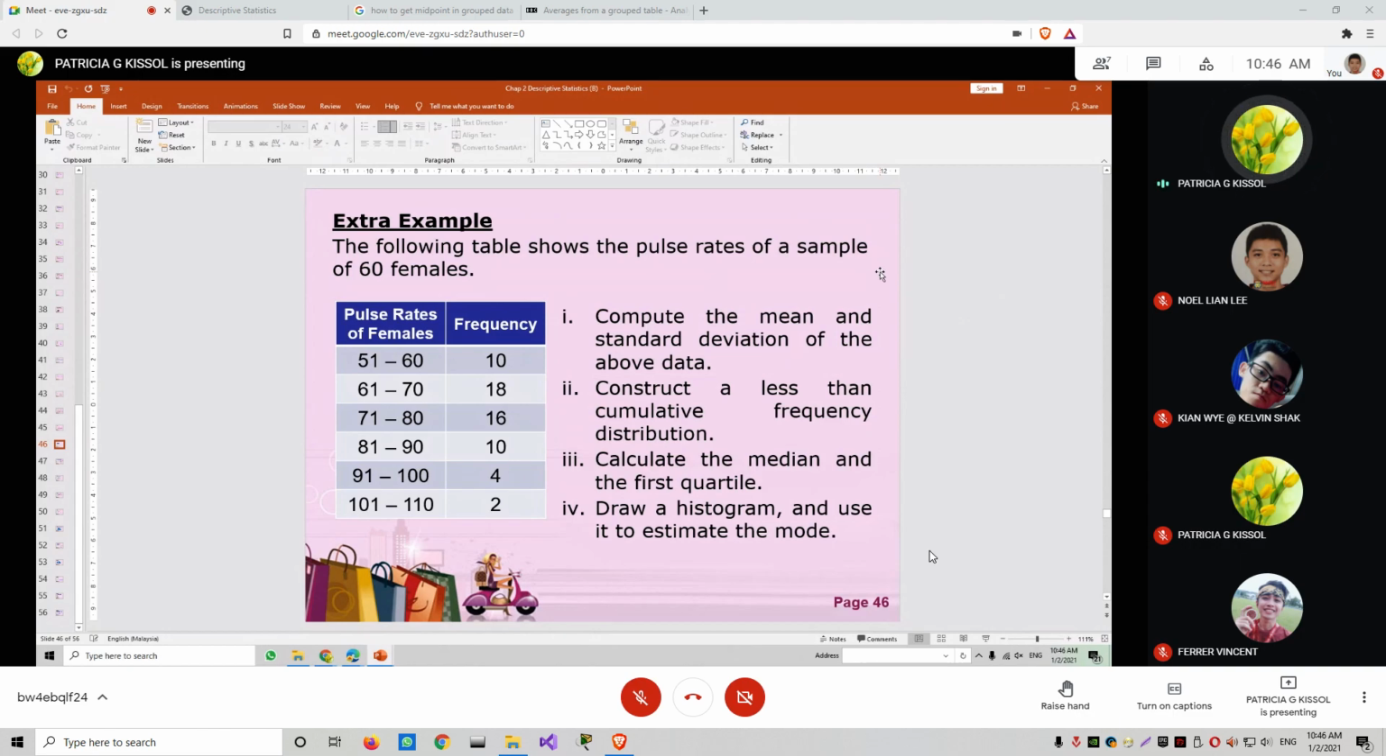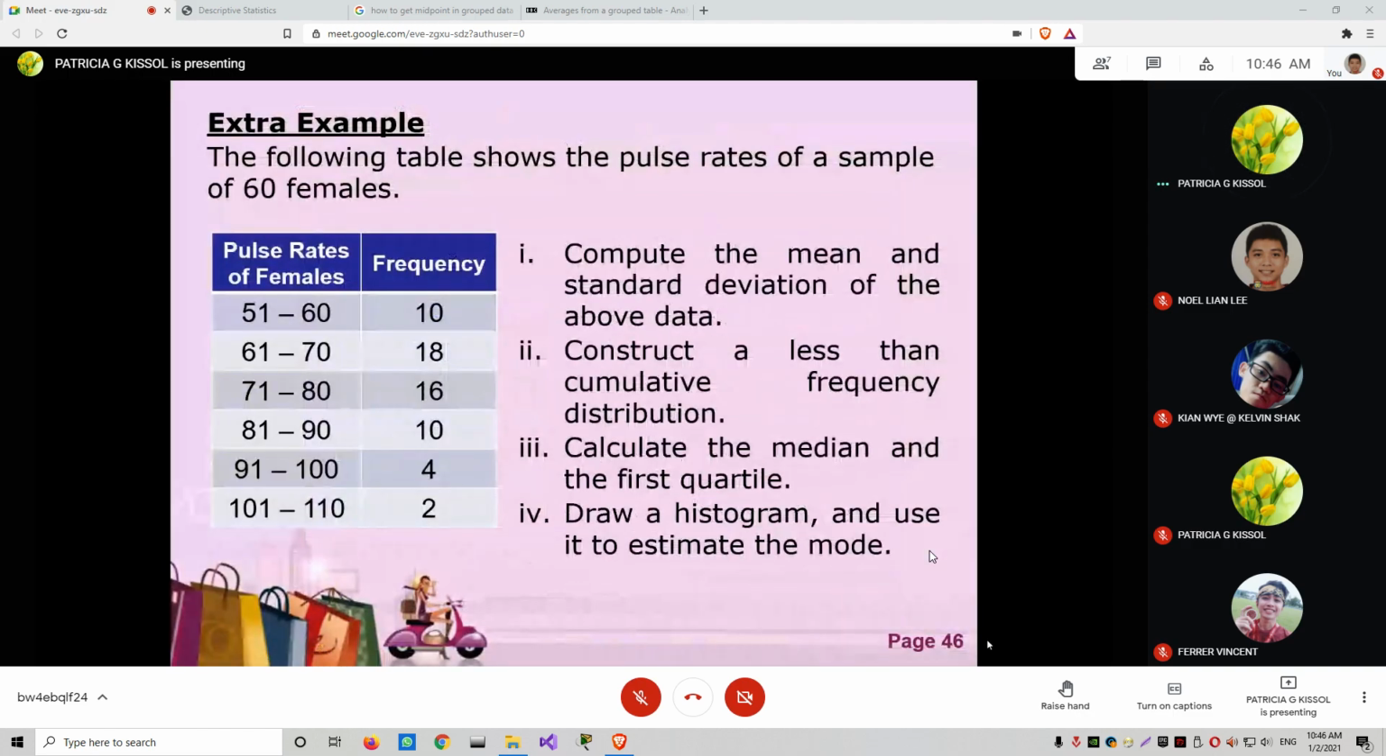Okay, are you done? Not yet. Why not we discuss this? Let me show it in full screen. First of all, this is a sample. You see the word sample there? So definitely you have to approach this question as a sample. And the data is about the pulse rates and there is a gap, so we have to consider the class boundaries and compute the mean and standard deviation first.